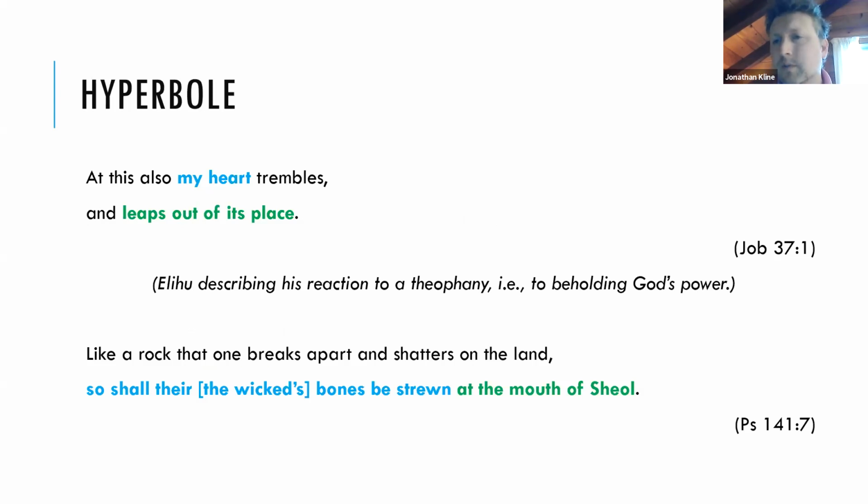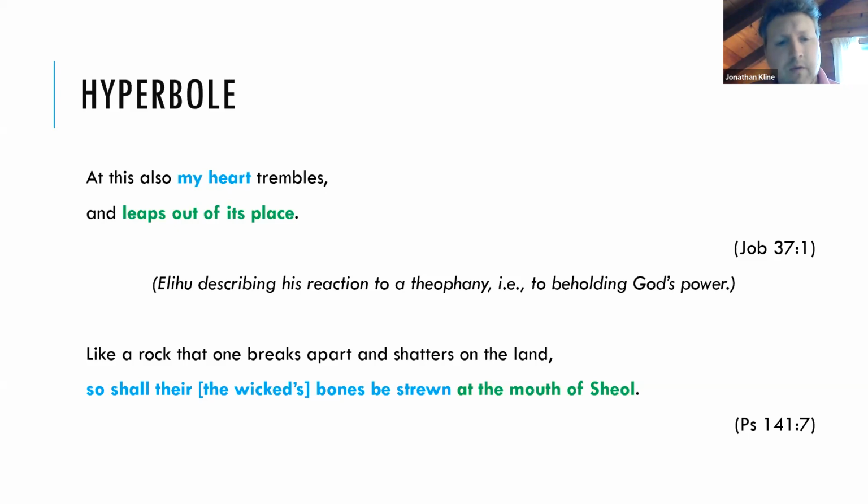Another rhetorical device sometimes you see is hyperbole, and this is another one where we may not notice it all the time. But Job 37:1: "At this also my heart trembles and leaps out of its place." So here Elihu is describing his reaction to a theophany, that is, to seeing God and his power. And so my heart leaping out of its place is hyperbolic language. If his heart actually left its place, he wouldn't be alive anymore. But it's a way of describing the really strong emotion and intense feeling that he was experiencing.